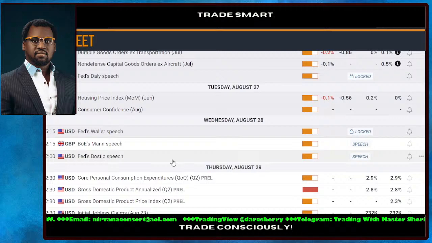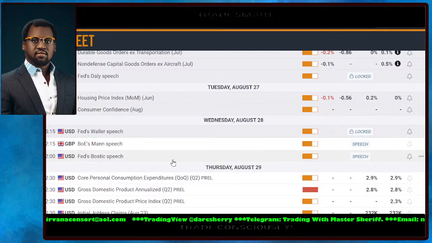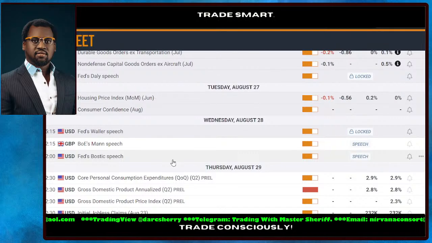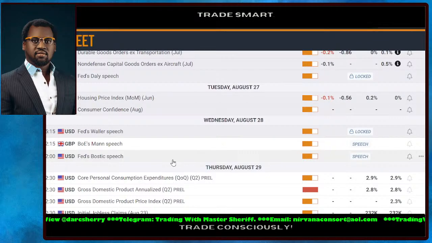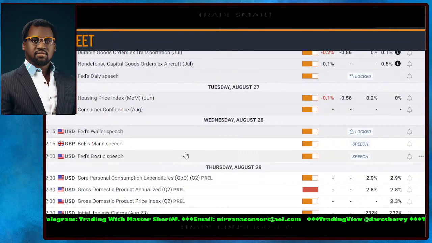And of course, the anticipation of these high impact events during the second half of the week is likely going to influence how market participants will be preparing for them. And of course, the structural patterns we see on the chart will give us a clue of where price action is likely going to be heading.